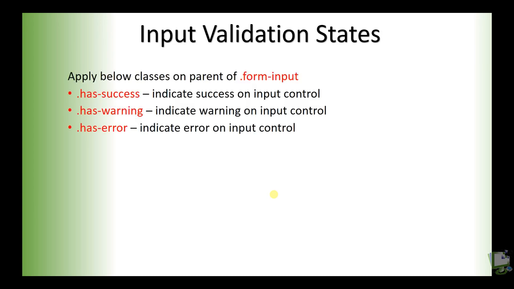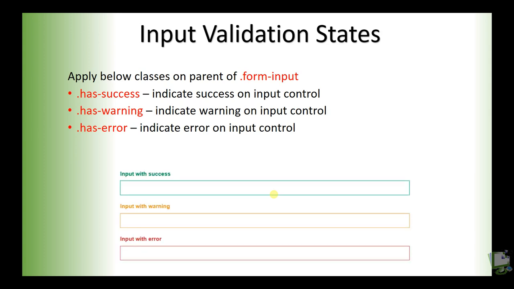Based on validation applied over the input control, an input control has different states. An input provided by a user may be either valid, invalid, or in a warning state. So to represent these states, Bootstrap provides three different classes. It provides class has-success to indicate a valid input.